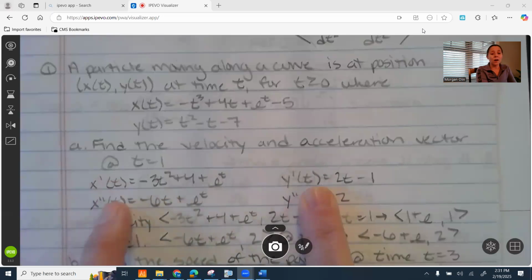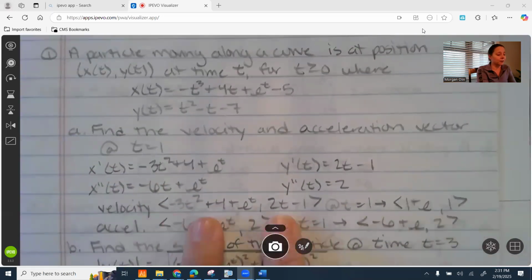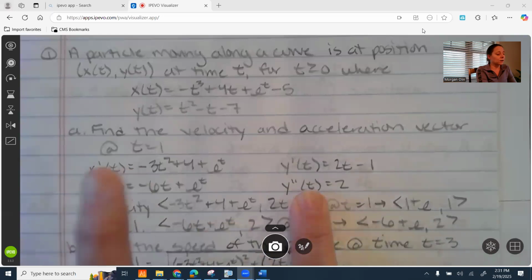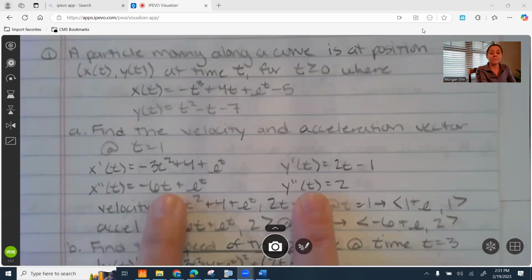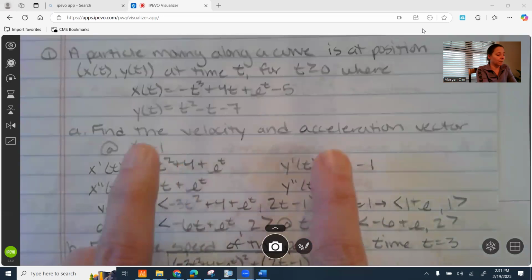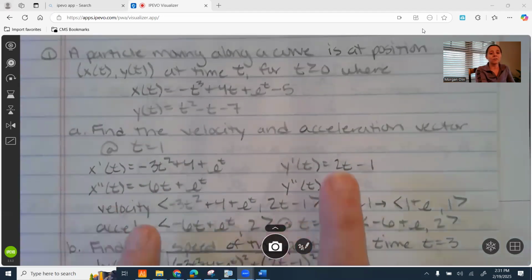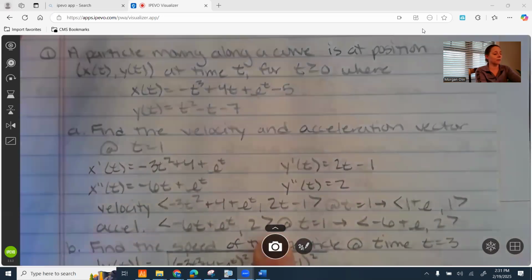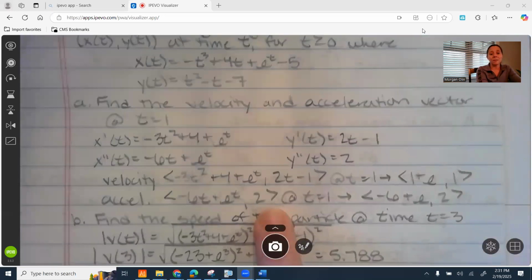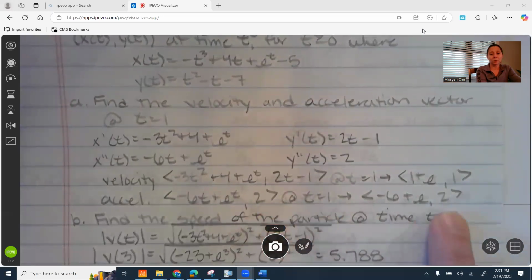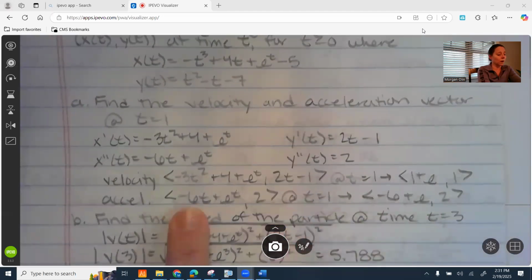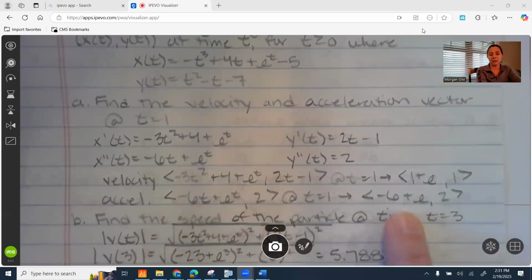So I have my velocity vector right here. If I want to find it at t equals 1, all I do is plug in 1 for t. That's it. For my acceleration vector, I found the second derivative. So if I have my first derivative, I can find my second derivative. Now 2 is a constant. That means for the y component of my acceleration, it doesn't matter what t is, it's always going to come out as 2. And at t equals 1, when I plug it in here, I get -6 plus e as the x component.